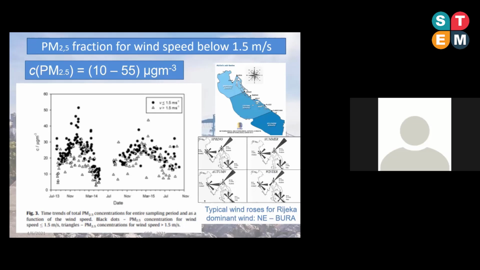Mean concentrations are clearly decreasing with increasing wind speed. It is obvious that winter concentrations were higher than summer concentrations. The dominant wind in Rijeka is the northeast wind called Bura, and it is cleaning the polluted air.